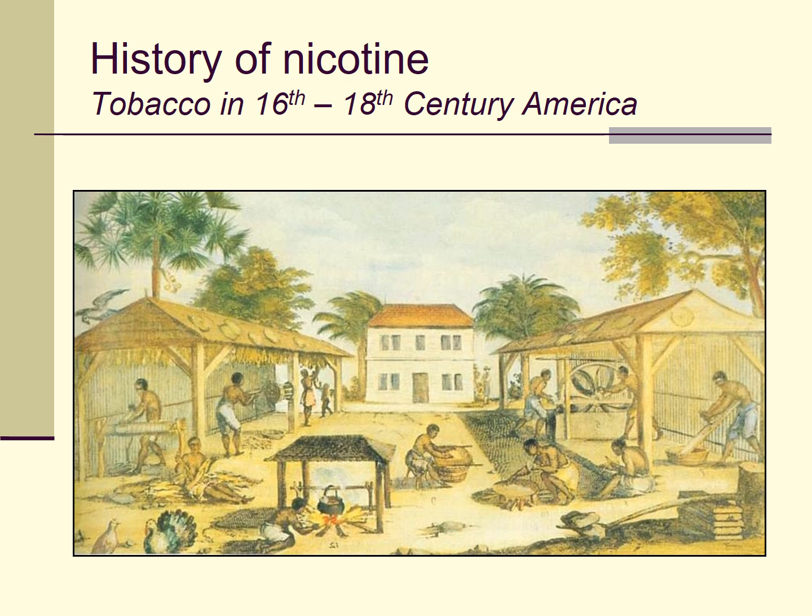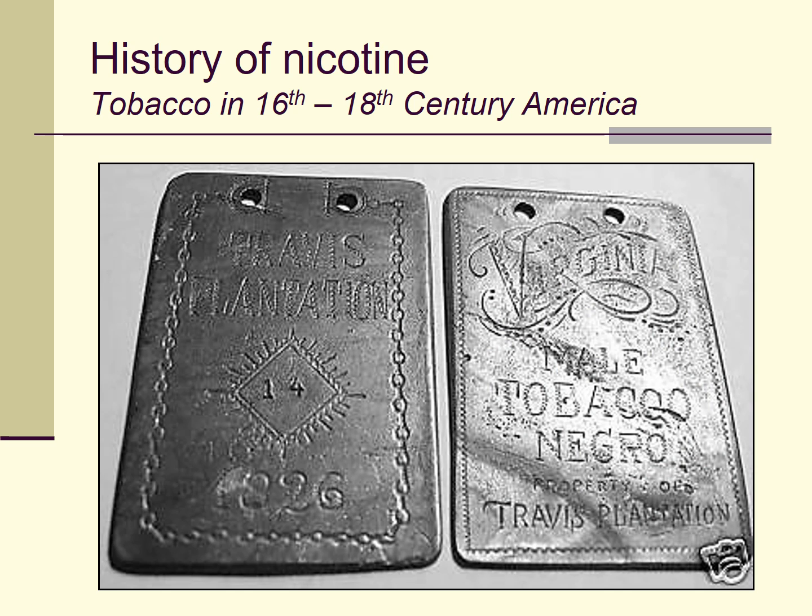Here is an artist's pencil and color sketch of a tobacco plantation during that time period. You can see slaves here processing the tobacco so that it can be shipped. And here are some tags that a slave would wear to identify who owned him.